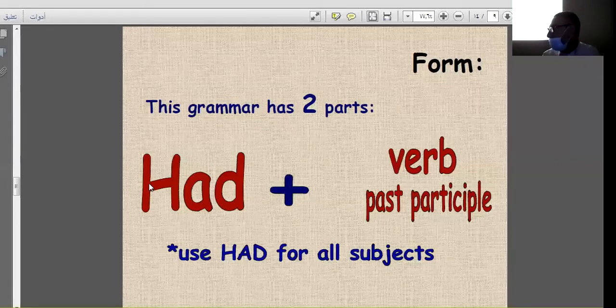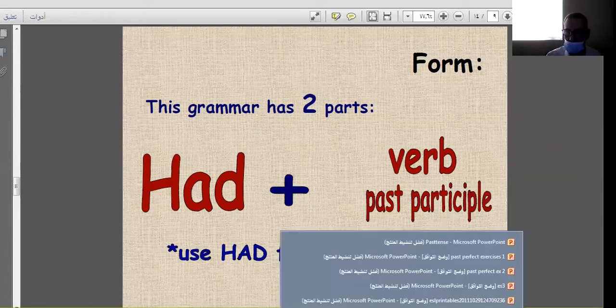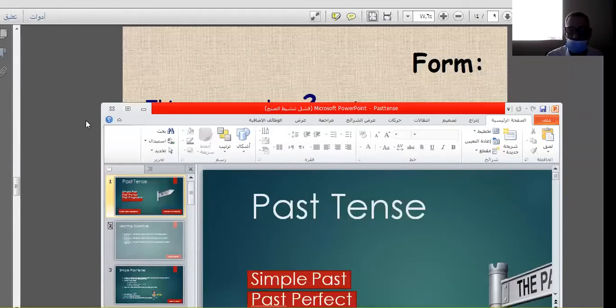Then we should put had with all pronouns, either singular or plural. Okay, I had finished. I have done. We have done. They have done. Yes, exactly. Here we have more.